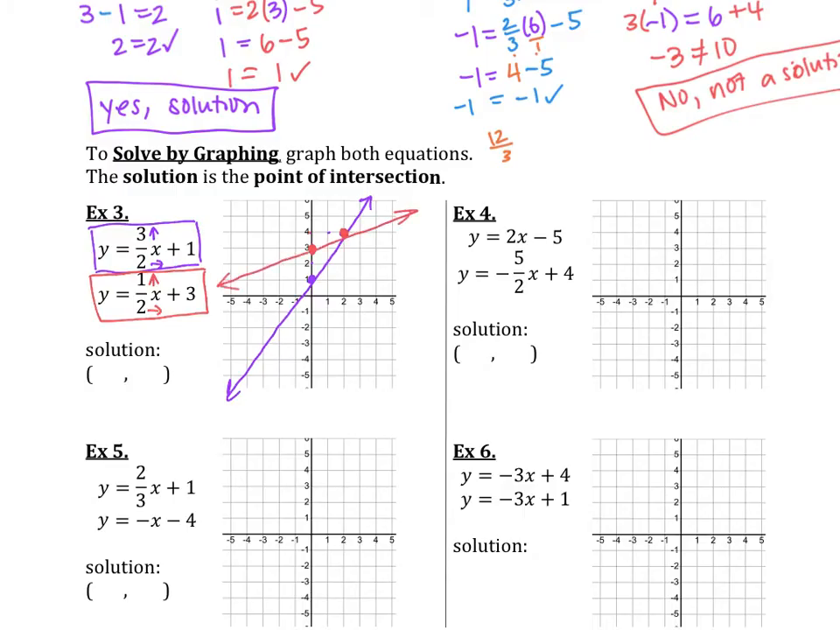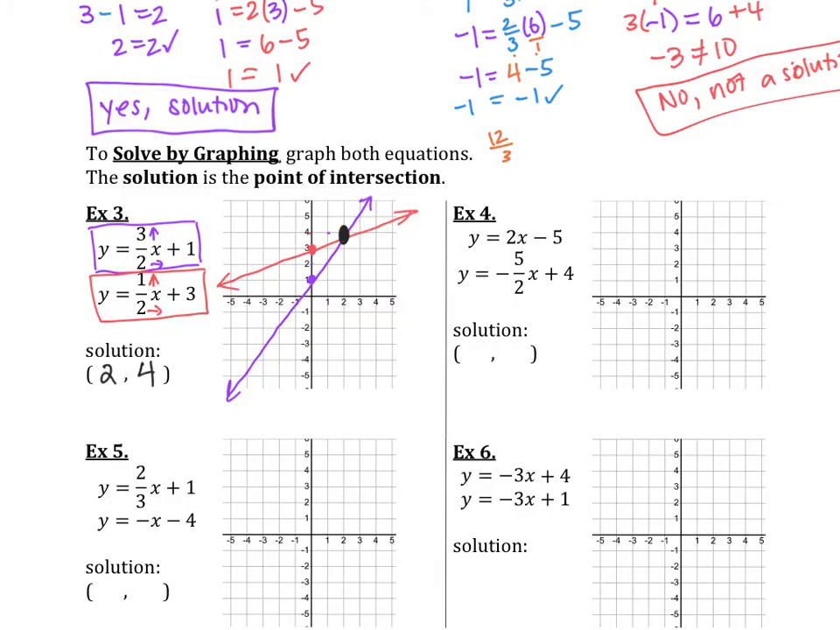Okay, and then I want to look for the point of intersection. I can see they crisscross around here. I always give you whole number or integer intersection points so that they're easier to find. So this is my solution. It's going to be at this point right here. The ordered pair for this point is going to be x is 2, and y is 4. So my solution is (2, 4).